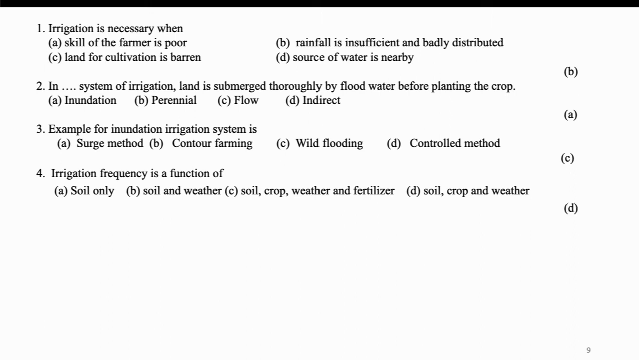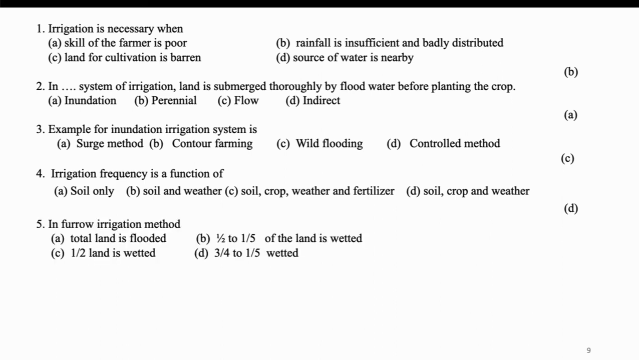Though the answer C appears to be attractive, actually it is the soil and crop and weather characteristics that influence irrigation frequency. That is, after how many days you have to apply next watering in the form of irrigation. In furrow irrigation method, total land is flooded, only half to 1/5 of land is wetted, half of the land is wetted, 3/4 to 1/5 is wetted.